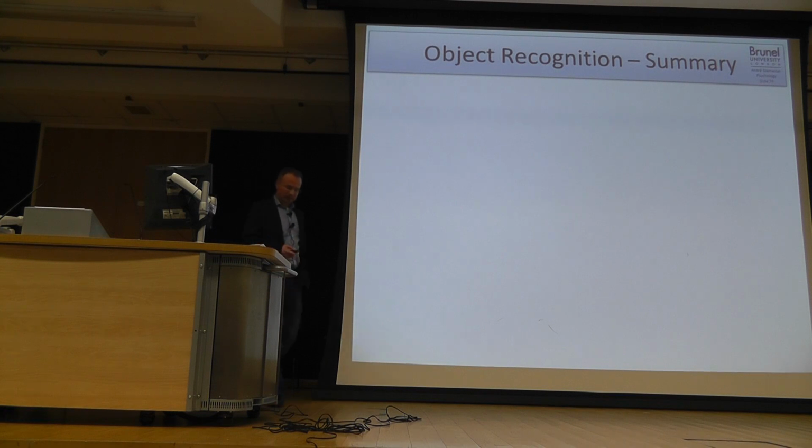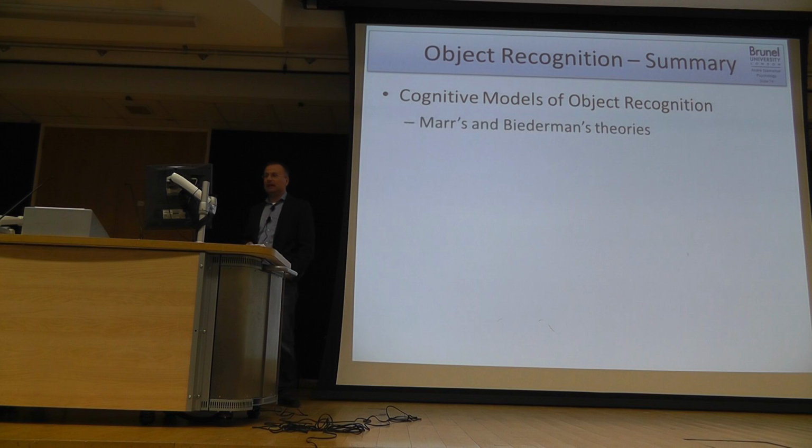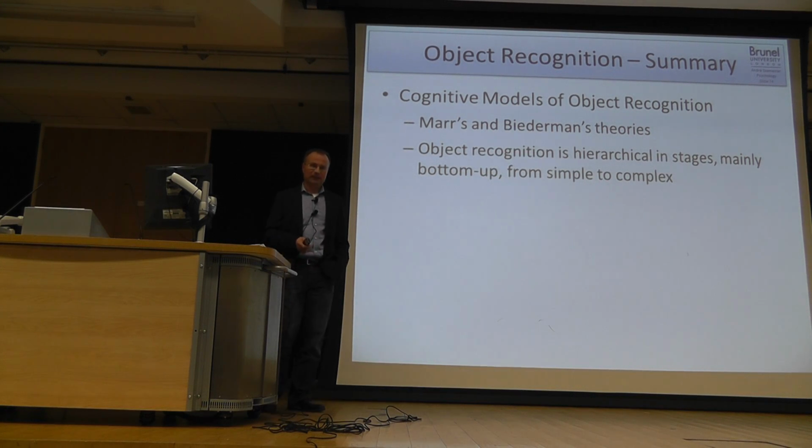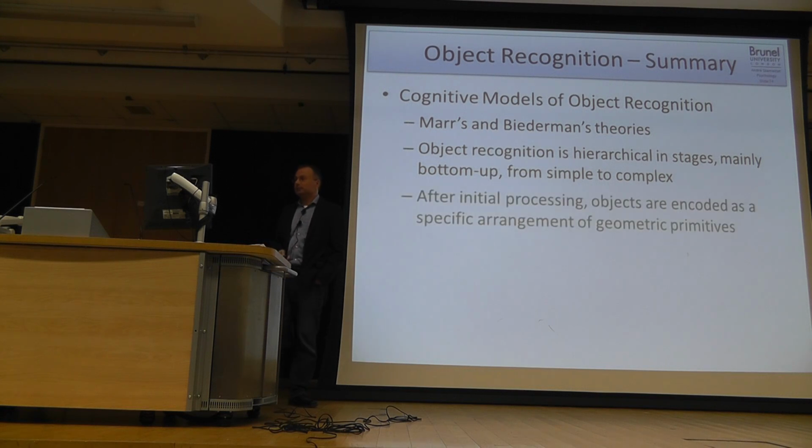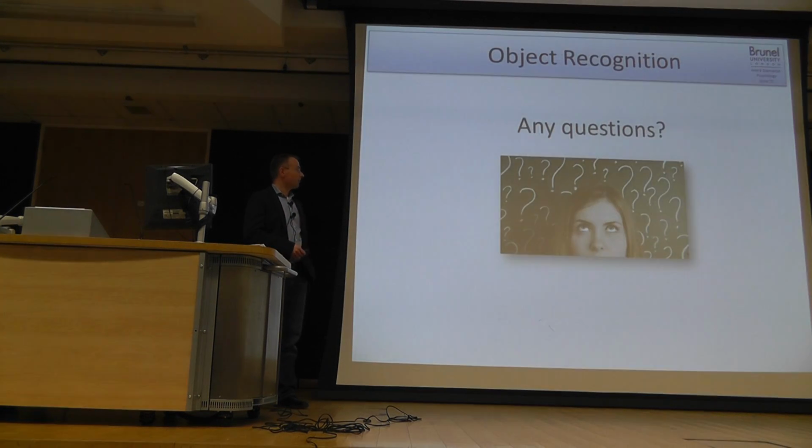Okay, to summarize the idea on object recognition, we have seen both theories of Marr and Biederman. And the idea is a little bit like we learned in the organizational principles of our perceptual system, the neural foundation, that it comes in stages. It's hierarchically organized from bottom up, from simple to complex. And after some initial processing, the objects are encoded as a specific arrangement of these geons, these geometric primitives. Whether it's exactly 36 in the end or not, I think that's not that important. It's the idea that is important. Okay. Any questions on object recognition?